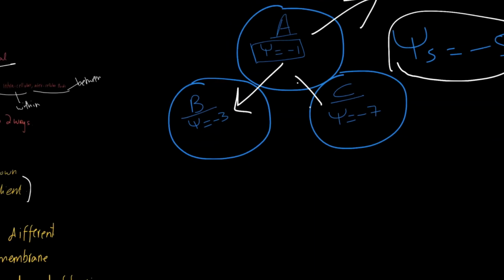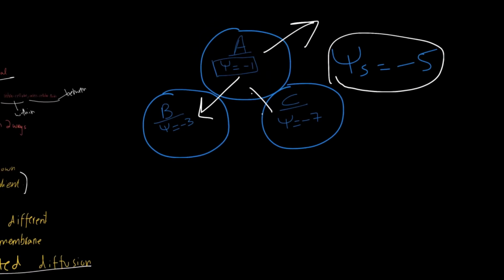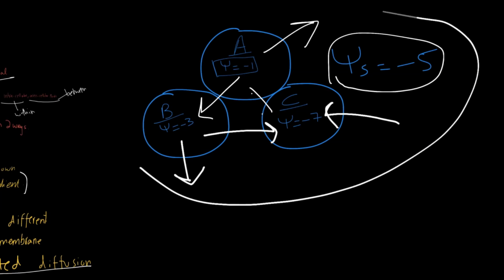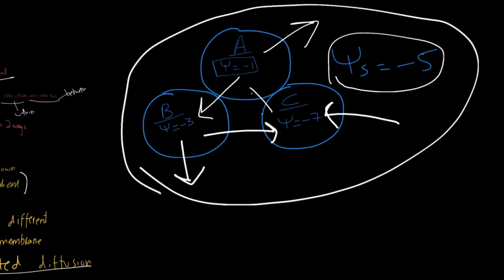Now that's not the only thing, right? From outside it will occur to C because C has a lower water potential than outside, and it will also occur from B to C, right? And it will also occur from B to outside of the cell. So I think this is pretty much it. Yeah, this is it. This is how the net movement of water molecules occurs throughout the different cells.